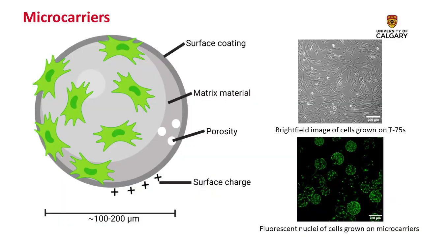As MSCs are an adherent cell type, they require a surface to attach to and grow on. In dynamic culture, these are microcarriers, which are small beads that can be customized with different surface coatings, matrix materials, porosities, surface charge, and sizes to induce the attachment of specific cell types. Here I've included an image of how cells typically grow on traditional static culture, as well as fluorescent nuclei of cells grown on microcarriers.